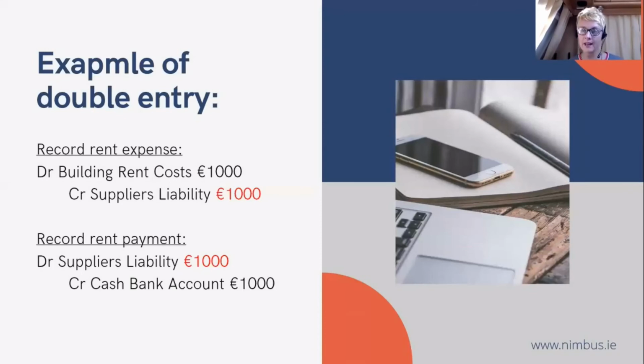And you will credit your bank account because the cash is going out of your bank account. So it is decreasing the balance in your bank account. So that's just an example of how the double entry works. So you enter on one side and on the other side, both sides equal. And then when you decrease the amount on this account, for instance, supplier's liability, the cost will net down to 0. Okay?